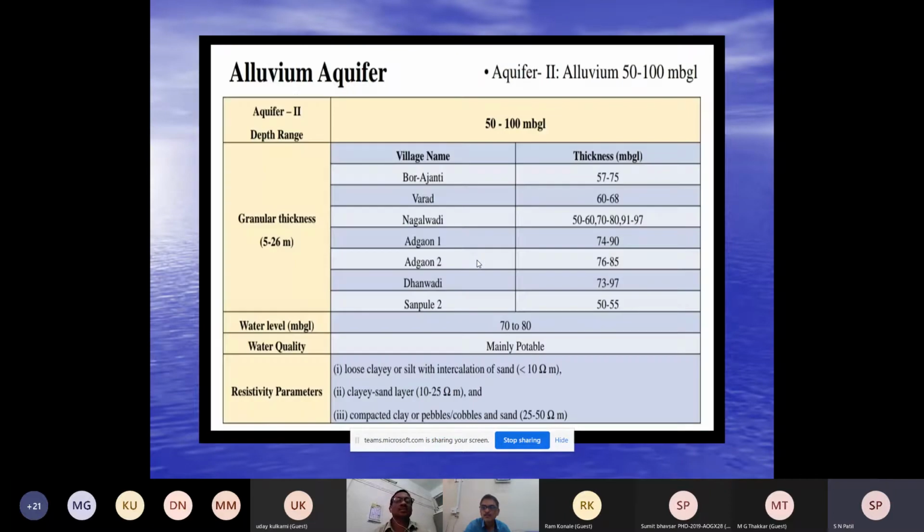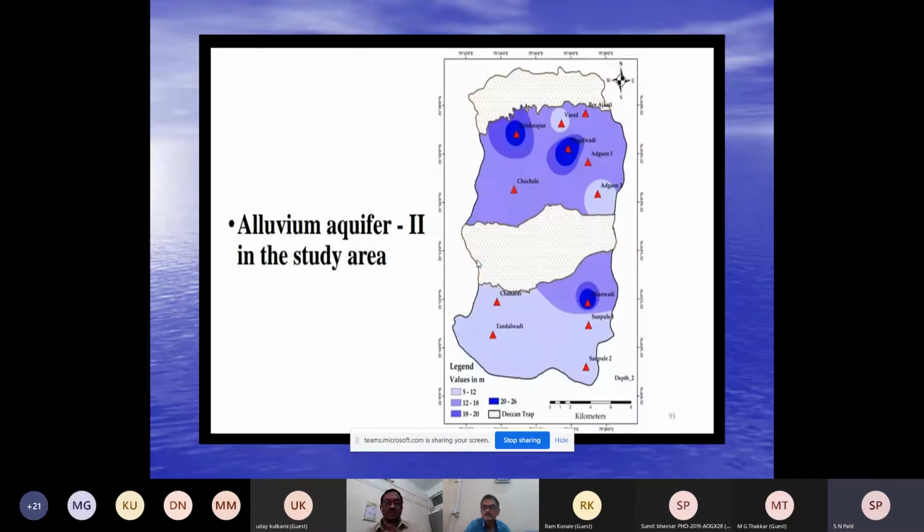Then this is aquifer 2, that is from 50 to 100 meter below ground level. Loose clay or sandy silt in intercalation with sand, then compacted clay or pebbles. These are the resistivity results, and water level is up to 70 to 80 meter below ground level. This is the map of aquifer 2, especially in the Chopra inlier area.